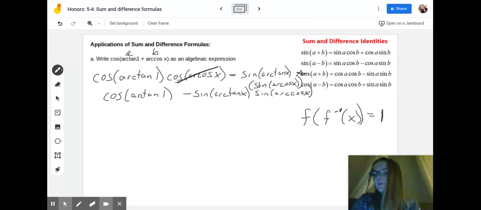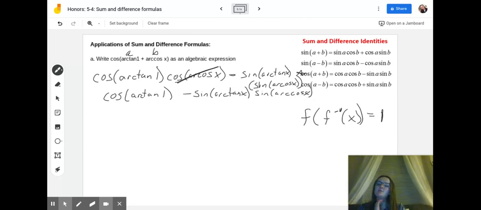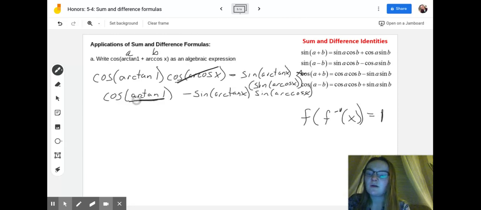All right, so really what I want to do is go ahead and create a triangle for each of these. If I have arctangent of 1, I'm going to create a triangle for that. A lot of this unit is going to be about making that triangle. Remember that tangent is equal to opposite over adjacent. It's that TOA part.